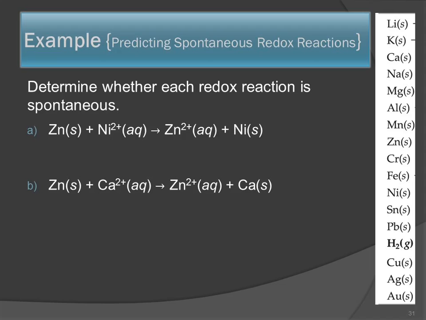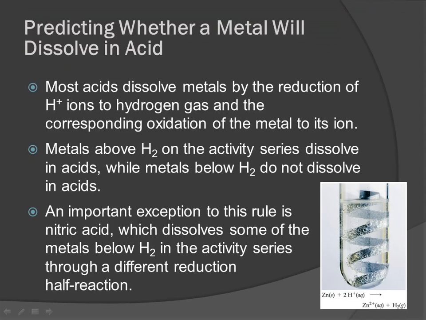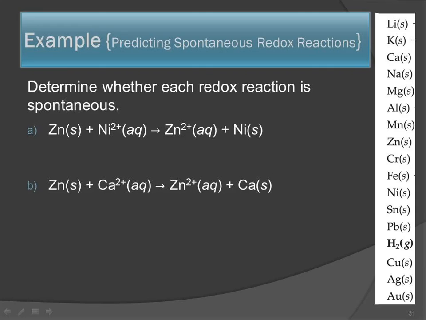So in this reaction here, is the nickel 2+ ion all by itself in that solution, or does it have an anion with it? It's got an anion, right? So let's just pretend it's chloride. So this would be nickel chloride. Zinc plus nickel chloride going to zinc chloride plus nickel.